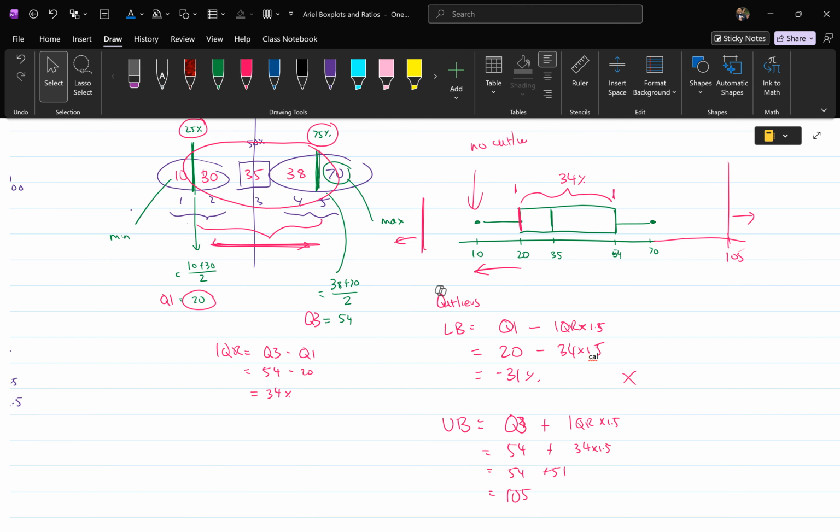Okay. If you have an outlier, then that's when you have to put a cross, and then you need to put a new dot for the maximum. Okay.